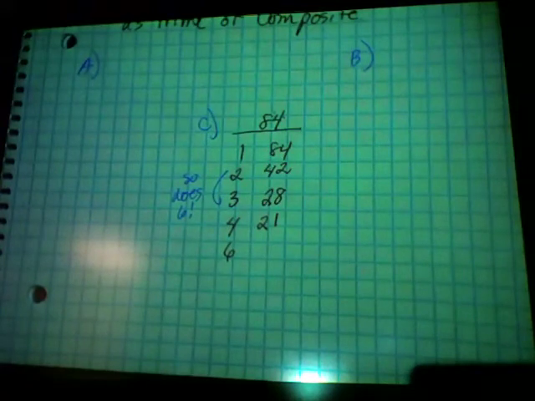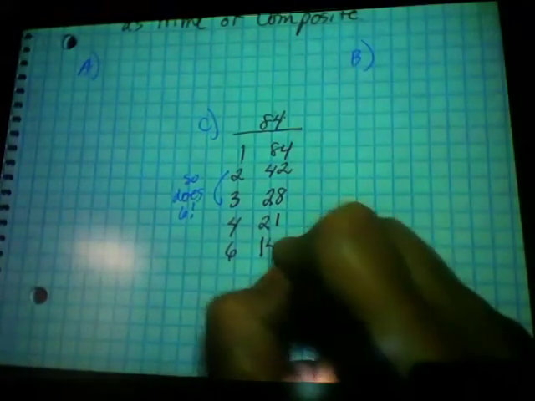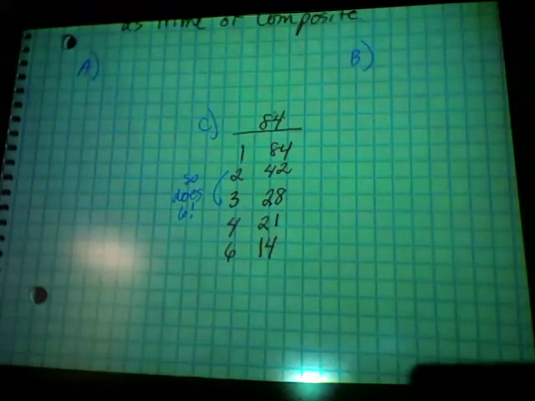So 6 goes into 8 how many times? Once. How many is left over? 2. Put a 2 in front of the 4. 6 goes into 24 how many times? 4 times. So 6 times 14. Now I'm only looking at the numbers from 6 to 14. I have quite a few less now.